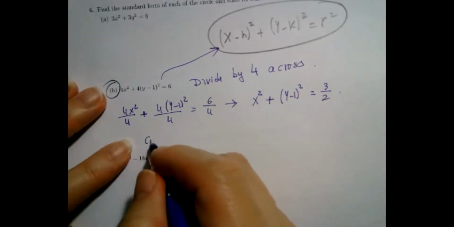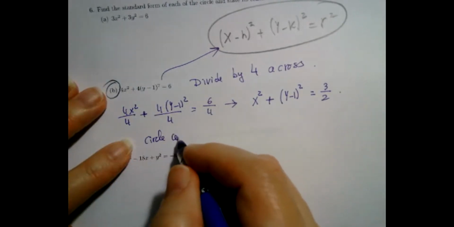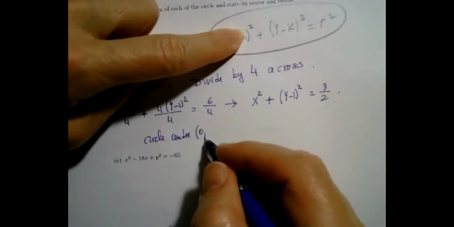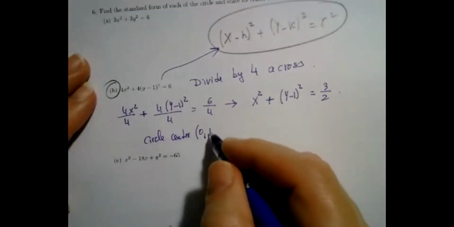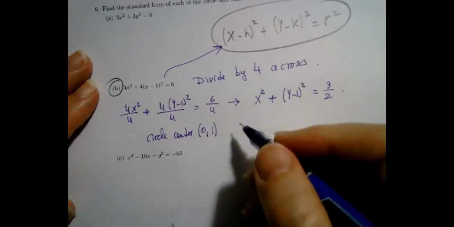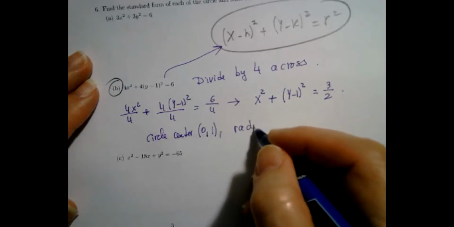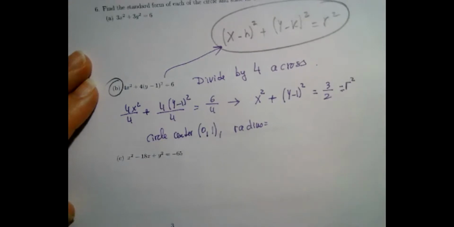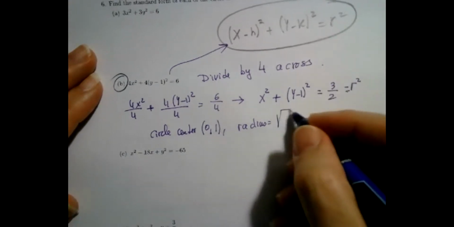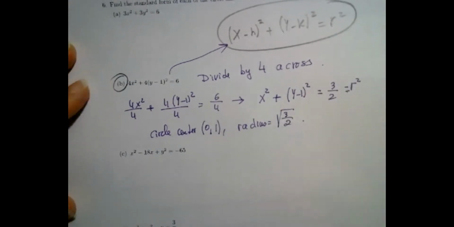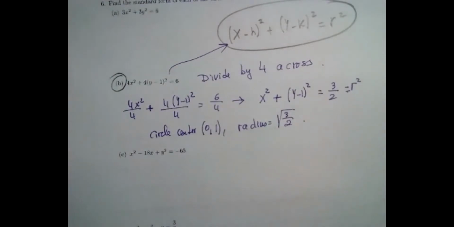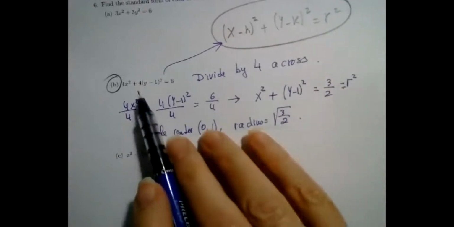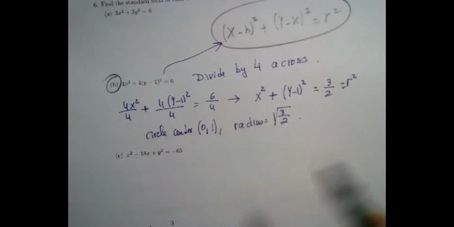So this is going to be a circle where the center is... What's playing the role of h here? It's 0. What's playing the role of k is 1. And the radius: remember, this is the radius squared. So the radius is going to be the square root of 3/2. Okay, so distributing would not be a good idea because I want to get to this format. So we divide by 4, and we have exactly that form.